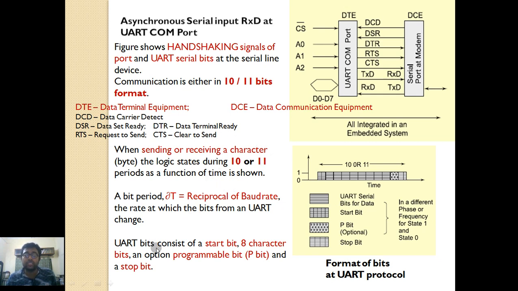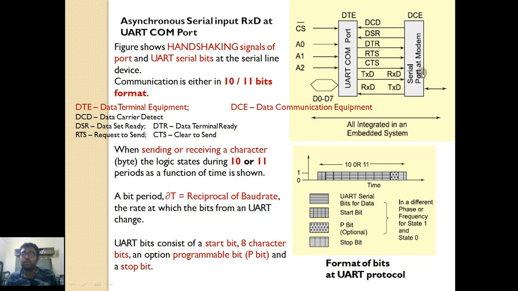Now this is the explanation of this thing. UART bits consist of a start bit, a stop bit, a programmable bit, and 8 character bits. It means start, stop, programmable, 3, and 8. Here we have 10, where 8 is the character and the programmable bit is optional. So minimum the UART bits will be 10, or if the programmable bit exists, then the number will be 11. That's why it has been described. This is the pictorial depiction of what I have described here.